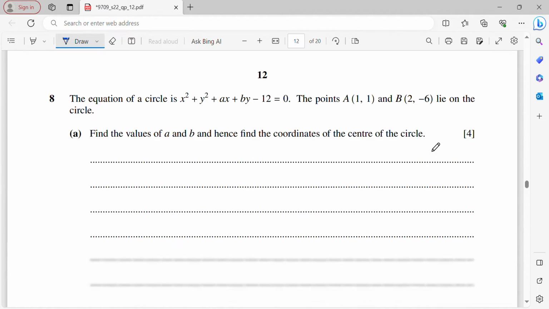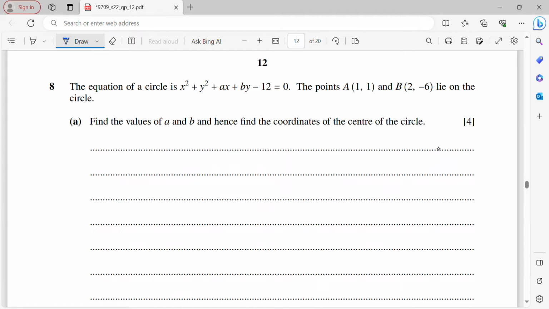Okay, so next question, number 8. The equation of a circle is this. The points A and B lie on the circle. Find the values of A and B. That's the first part. And hence, so means that after you have found A, B, find the coordinates of the center of the circle. So we have two parts here. Now, I will just copy the equation of the circle first.